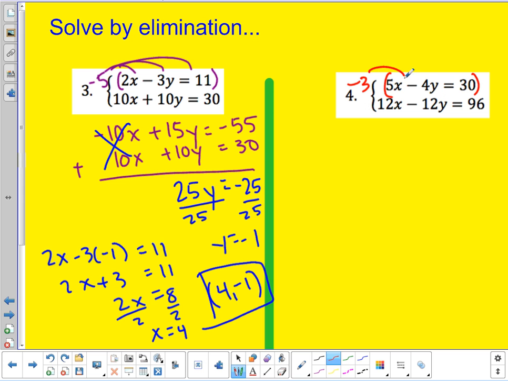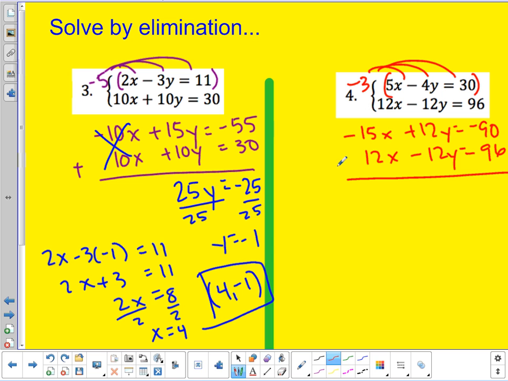Negative 3 goes throughout the whole top equation. That gives me negative 15x plus 12y equals negative 90. Bottom equation, 12x minus 12y equals positive 96. Add them up. The y terms drop. I have negative 15x and 12x, that's negative 3x. Negative 90 and 96 is positive 6. Divide by negative 3. X is equal to negative 2.